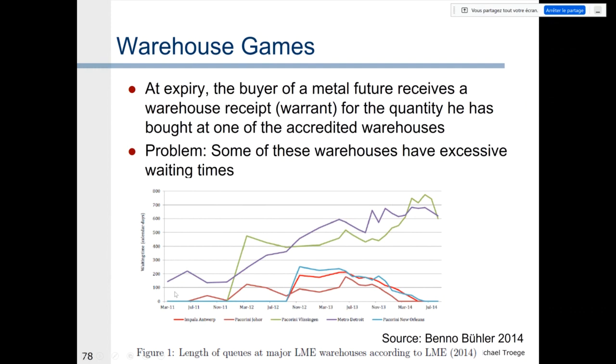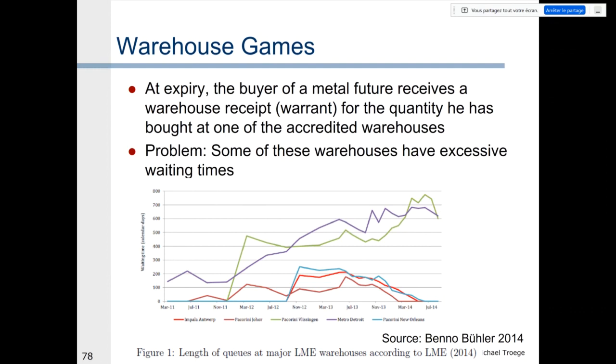Look at that. These 2 warehouses, in Detroit and in Vlissingen in Germany, had a waiting time of 600 days, almost 2 years. So you think that you have locked in aluminium prices for the end of September. You get your warehouse receipt and you go to this warehouse in Germany and say, okay, I want to produce beer cans.